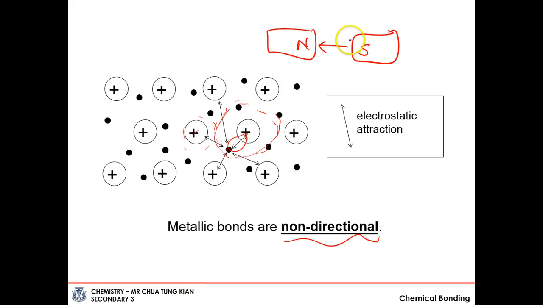So if you imagine that this is a single bond, this bond cannot form anywhere else around the magnet. But for cations and electrons, the attractive force is actually all around. So it's non-directional. This is quite important later on when we go into the properties of the metals. So keep this in mind.